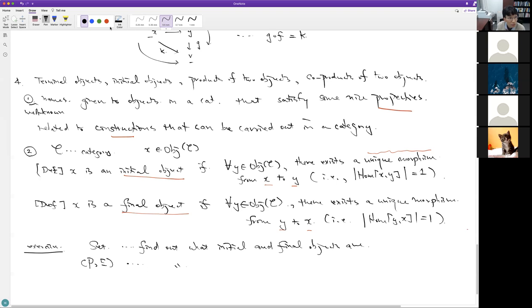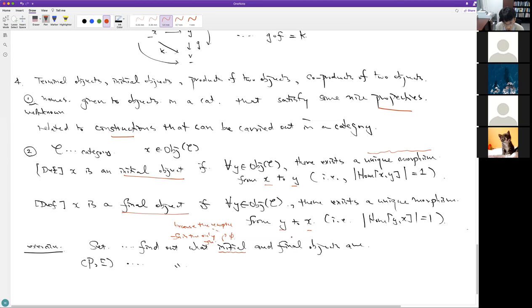Okay, so let me tell you what they are. The initial object in the category of sets is the empty set. For the functions that go from the empty set to some other set, there is only one function, which is the empty function. That's why the empty set is the initial object in the category of sets, because the empty function is the only function in this case.